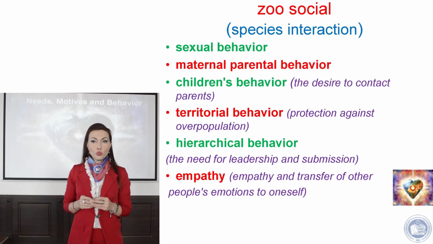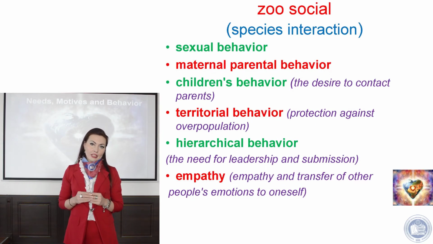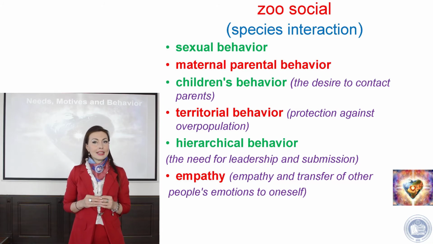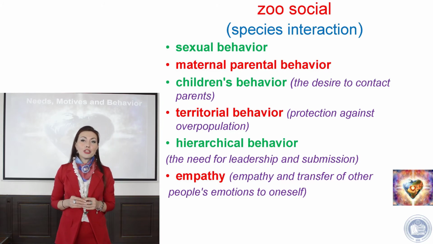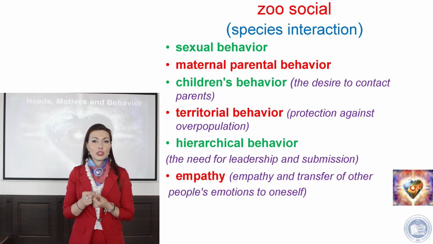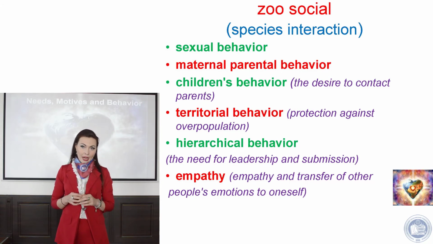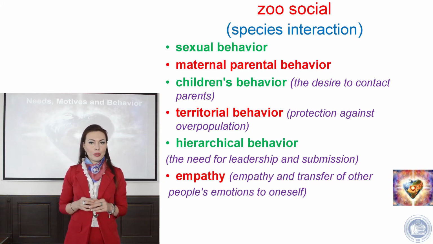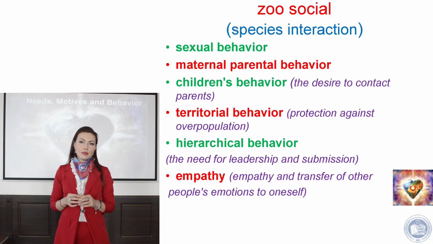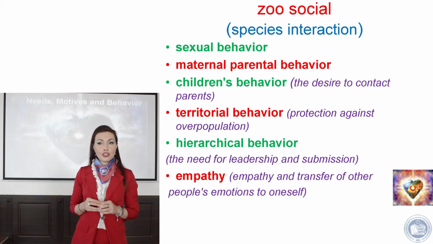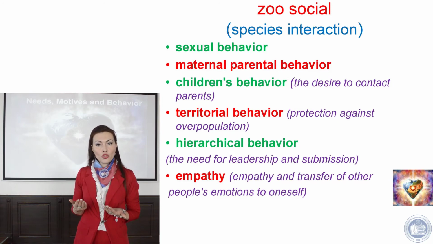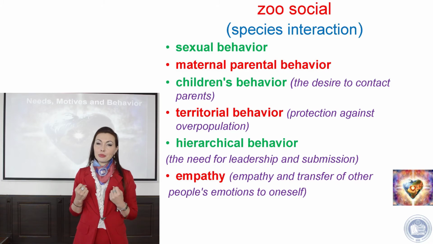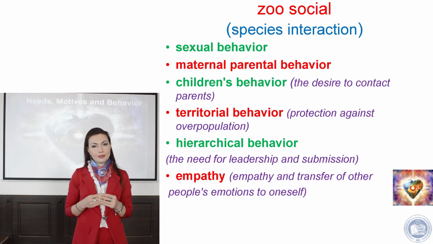Next group, zoosocial. Species interaction. There are our sexual behavior, our maternal-parental behavior, our children's behavior, the desire to contact parents, territorial behavior, protection against overpopulation, hierarchical behavior, the need for leadership and submission, empathy and transfer of other people's emotions to oneself, and ability to understand emotions.